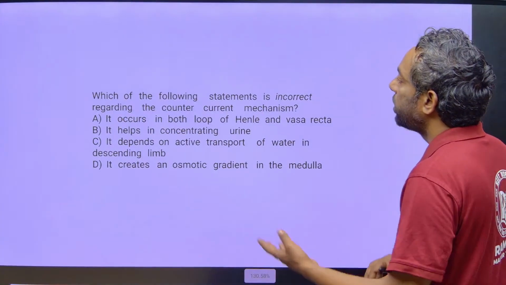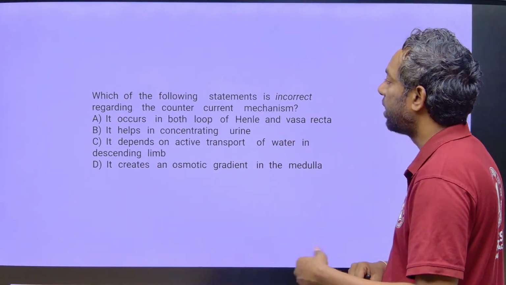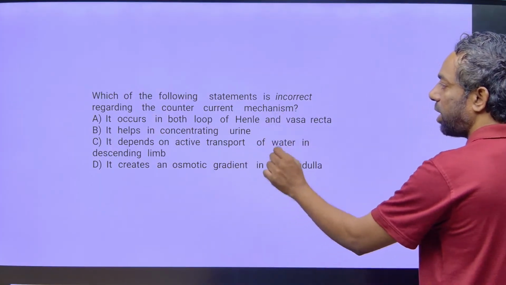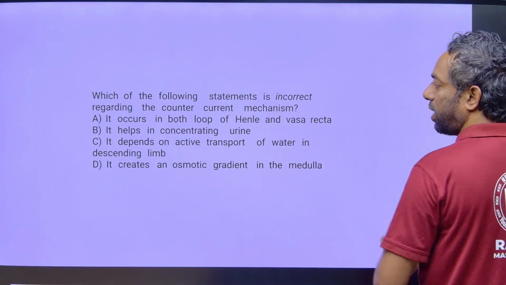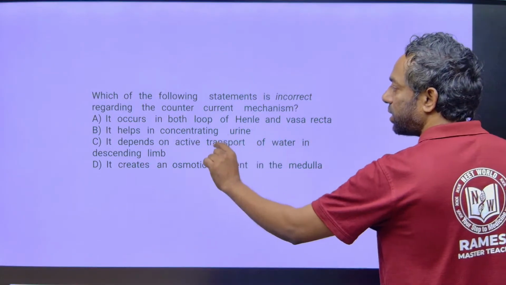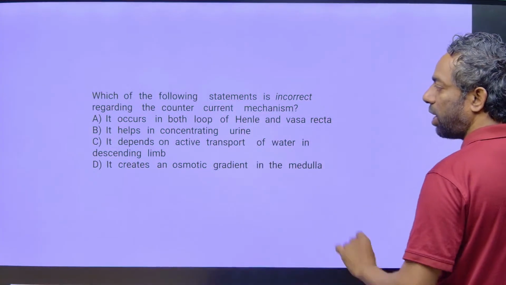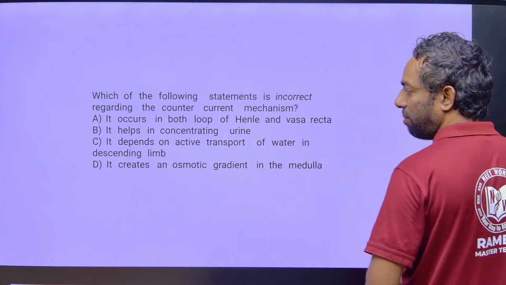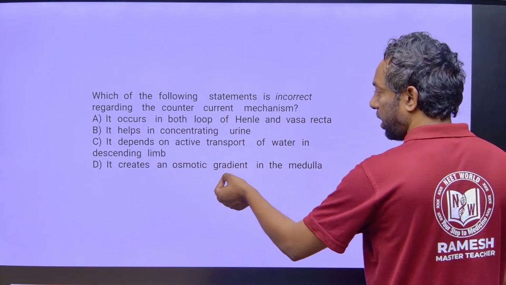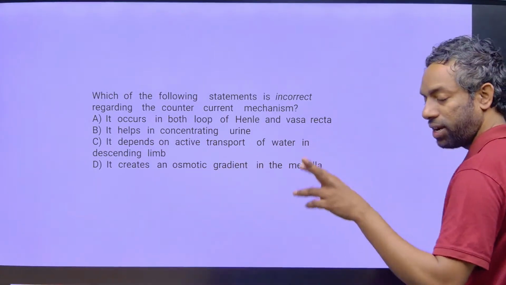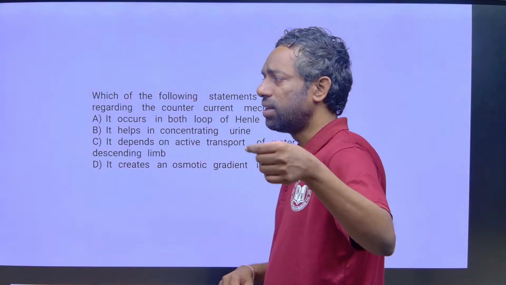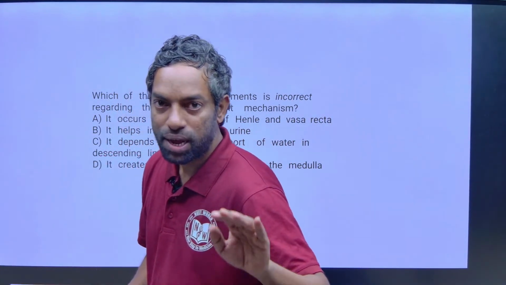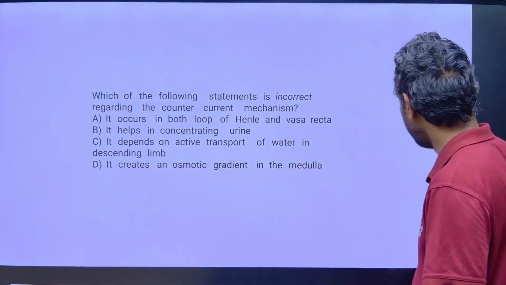Which of the following statements is incorrect regarding counter current mechanism? A, it occurs in both Henle loop and Vasa recta. Of course, this is right. It helps concentrate urea. Of course, it is right. It depends on active transport of water in the descending Henle limb. And the fourth one, it creates osmotic gradients in the medulla. The third one is the wrong answer. Water movement is passive transport, not active transport.